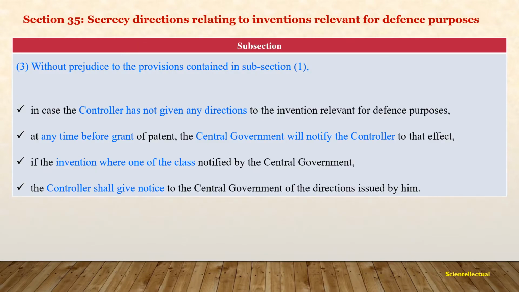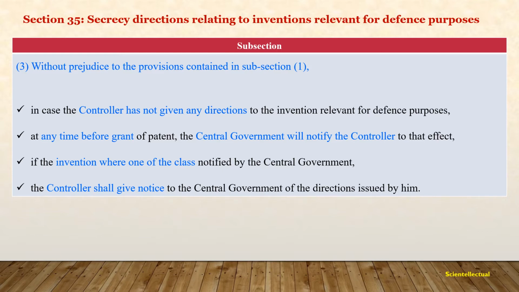Section 35, subsection 3. Without prejudice to the provisions contained in subsection 1, in case the controller has not given any direction to the invention relevant for defense purposes, then at any time before the grant of the patent, the central government will notify the controller. And if the invention were one of the class notified by the central government, the controller shall give notice to the central government of the directions issued by him.